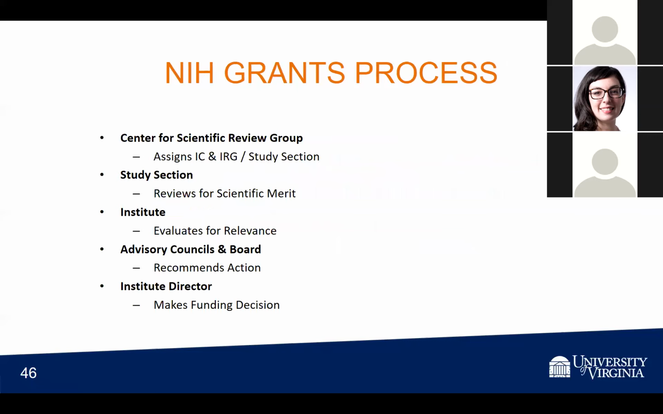So the NIH grants process starts with the Center for Scientific Review Group. It assigns the institute and center in the study section. The study section reviews for scientific merit. The institute evaluates for relevance. The advisory council and board recommends action, and the institute director makes a funding decision.